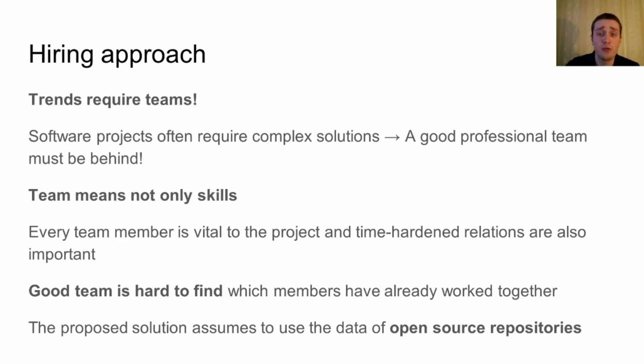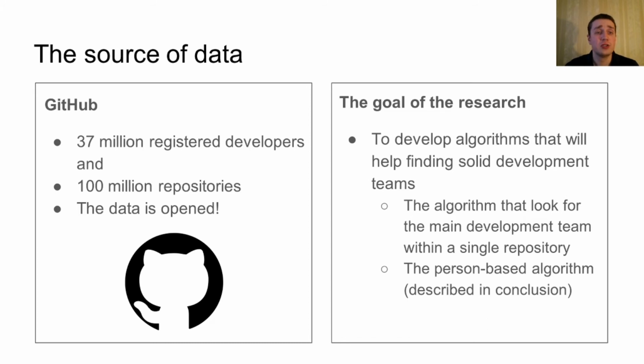The solution that we would like to propose for such new teams is based on using open source services like GitHub. But we use not actually the service itself, but the data inside. GitHub contains more than 100 million repositories and more than 37 million developers are registered there. Frankly speaking, it's a kind of social network for developers. And the data there is absolutely open and can be used for research.